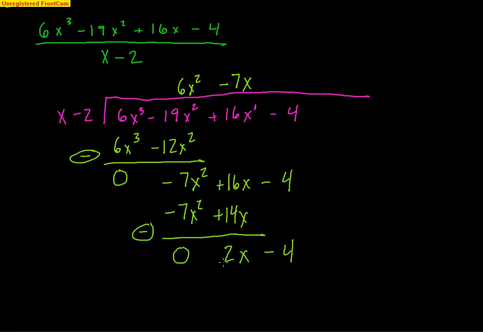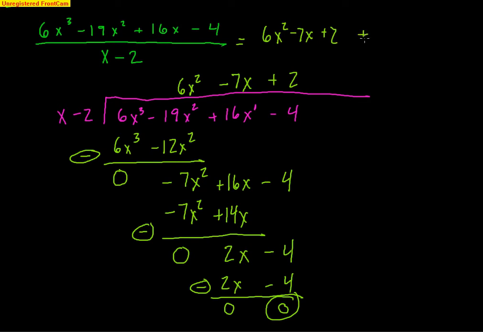Almost done. How do I turn an x into a 2x? Multiply it by positive 2. X times 2 is 2x. Negative 2 times 2 is negative 4. And I get, again, subtraction, 2x minus 2x is 0, negative 4 minus negative 4 is 0, and I have a remainder of 0. So my final answer is the original problem is equal to the quotient, 6x squared minus 7x plus 2, plus the remainder of 0 over my divisor of x minus 2. Now, ultimately, I don't need this back part because we all know 0 divided by anything is 0. So we found out that once we divided, we got this nice quotient of 6x squared minus 7x plus 2.